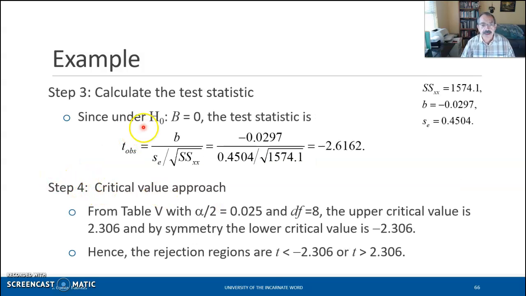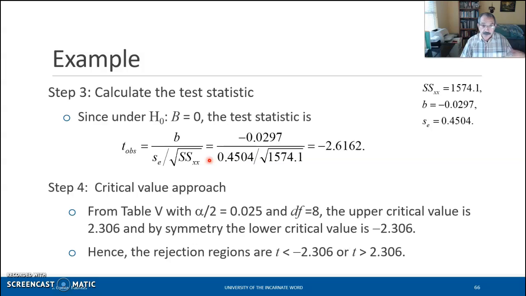All right, next we calculate the test statistic, and we're working under the assumption that the slope parameter under the null hypothesis is 0. Therefore, we use this form of the test statistic. Now, I put over here the numbers that we already calculated. So here's the estimate of the slope, minus 0.0297. And we have the standard deviation of the residuals, 0.4504, and then we take the square root of the sum of squares of the x's right here. All right, so here's the t observed: minus 2.6162.